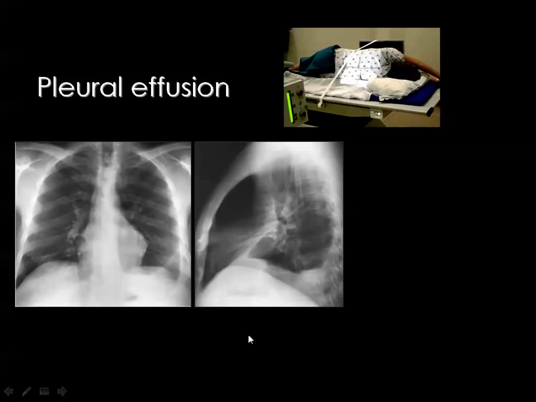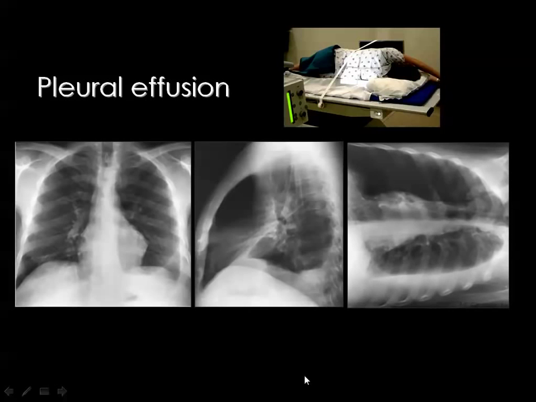If you look at the frontal chest X-ray and you can see some obliteration of the costophrenic angle, you suspect the presence of pleural effusion. And in the lateral view, you also see some obliteration of the posterior costophrenic angle by pleural fluid. One of the ways to confirm this is to put the patient on his side, in this case the patient lies on the left side. Then the pleural fluid will trickle along the pleural cavity, and you can confirm the diagnosis.